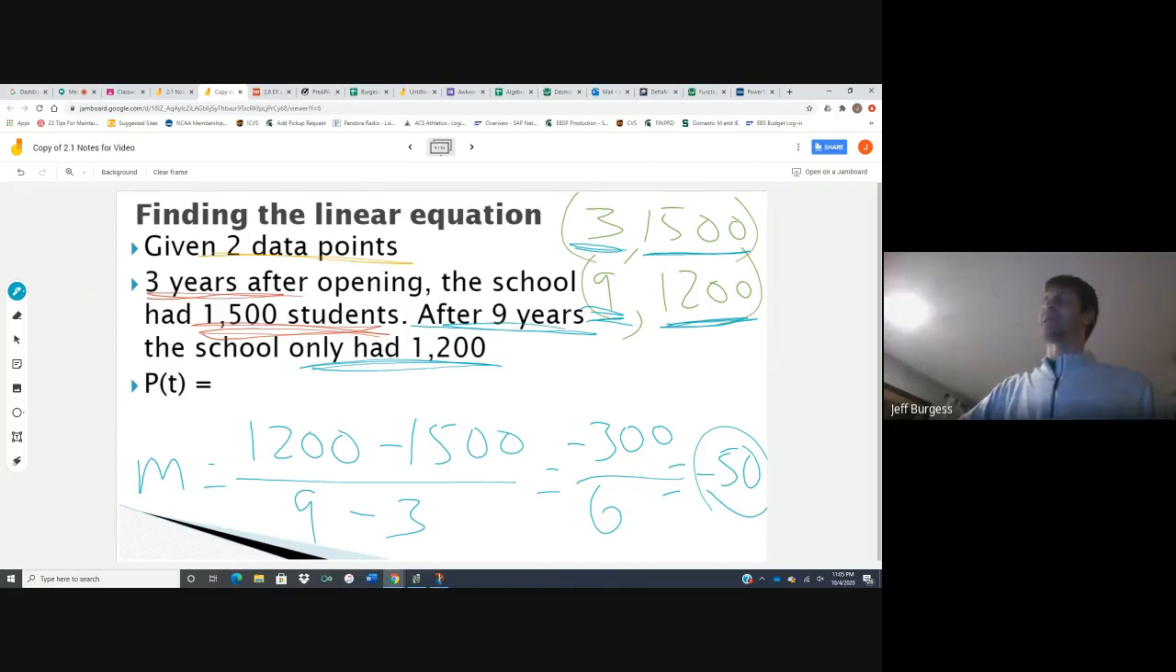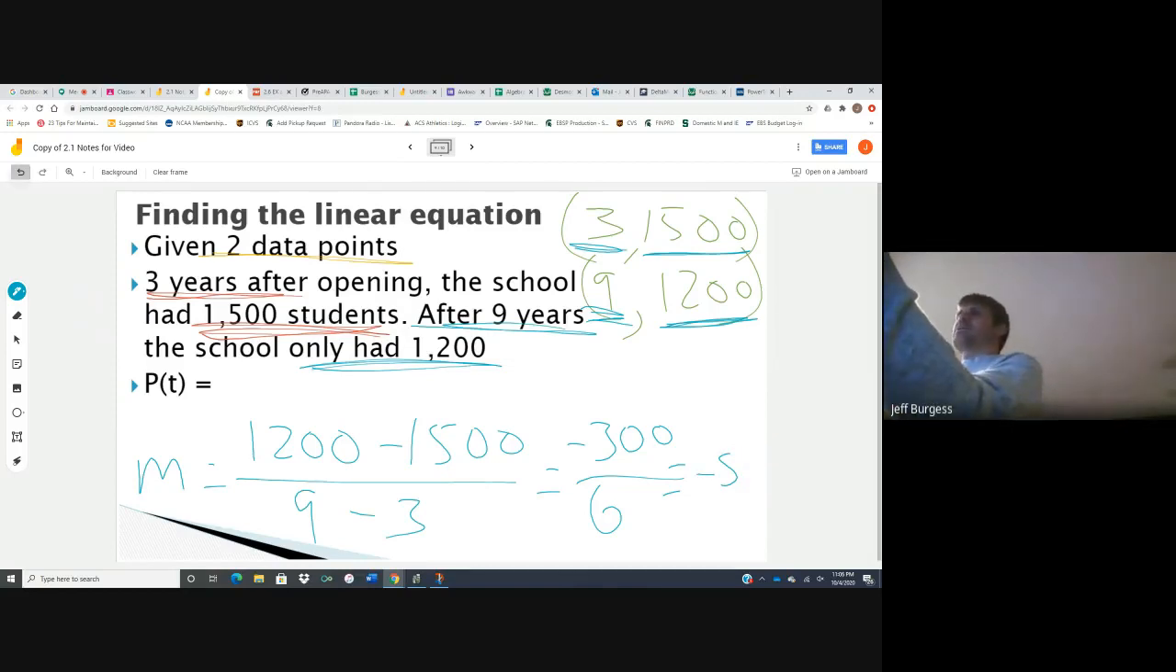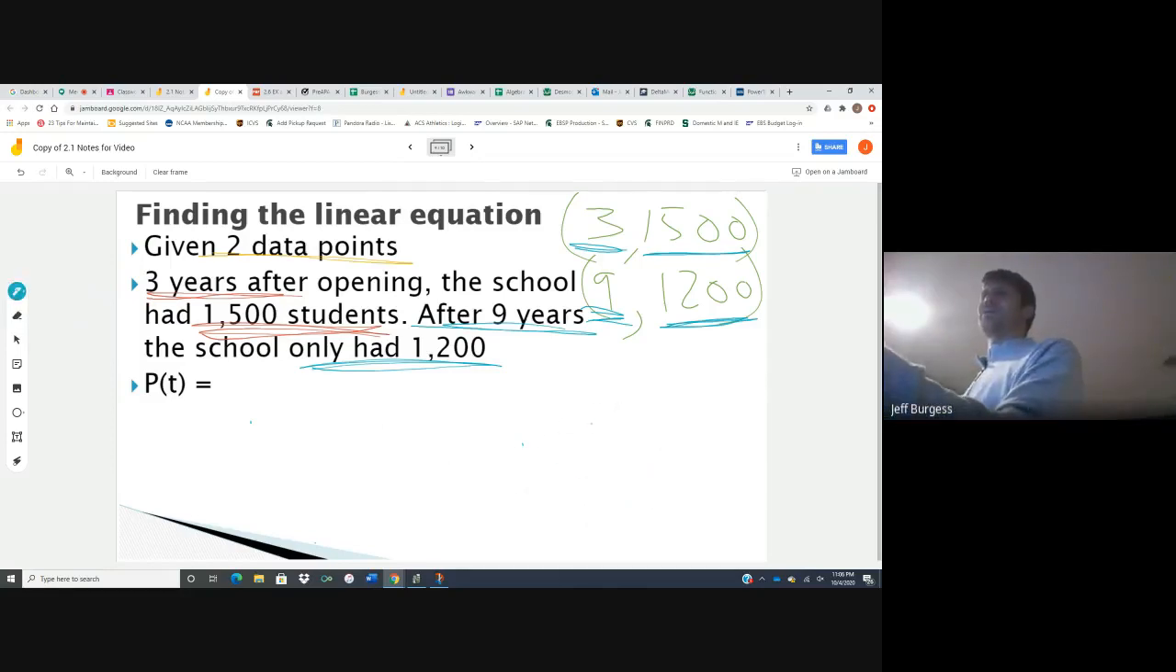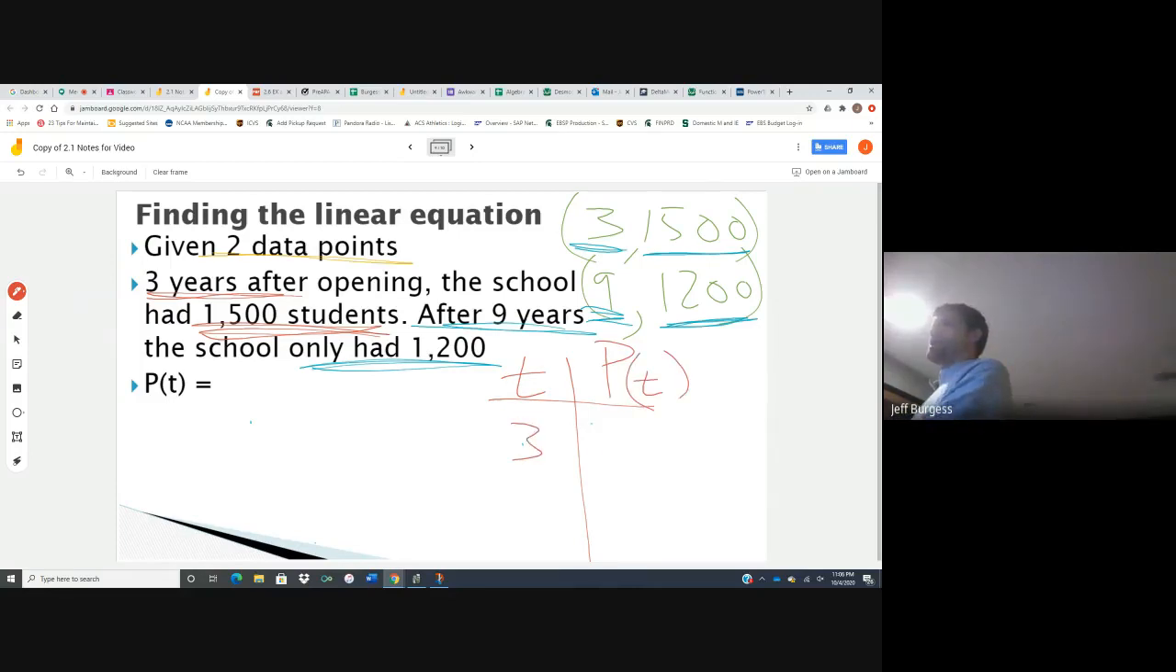So your slope is negative 50 when you do that. But wait, if you didn't get a chance, make sure you're pausing this and writing important things down. Some people like to think about this in terms of a table. And if you look at those points, it really already is a table. So if you make a table here of t and p of t, you have 3 and 1,500 and 9 and 1,200.